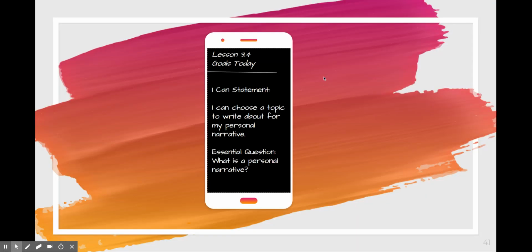Our goals today for Lesson 3.4. Our I can statement says, I can choose a topic to write about for my personal narrative. And our essential question remains, what is a personal narrative?